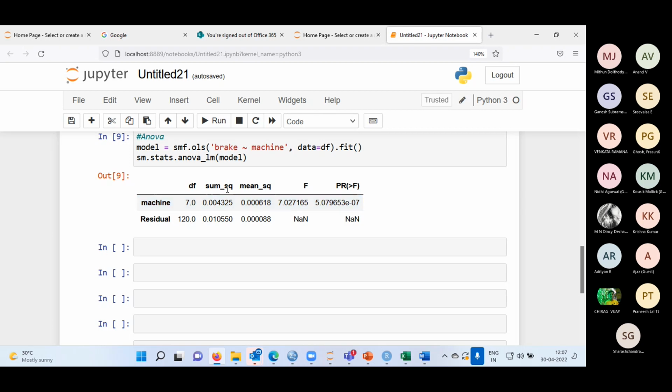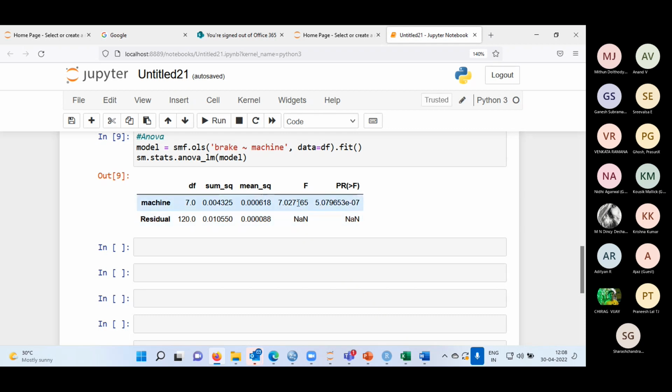Look at this sum of squares. Sum of squares is how you evaluate the change in the disc brake diameters. So the variability is captured as sum of squares. You have 0.004. If you divide that by 7, you should approximately get 0.000618, which is the mean square. Nobody expects you to know this, but I'm just telling you out of curiosity. Similarly, 0.01 divided by its degrees of freedom should give you the mean squares.